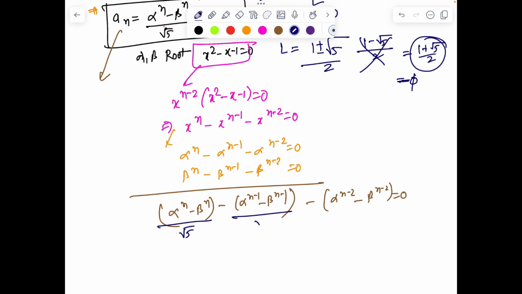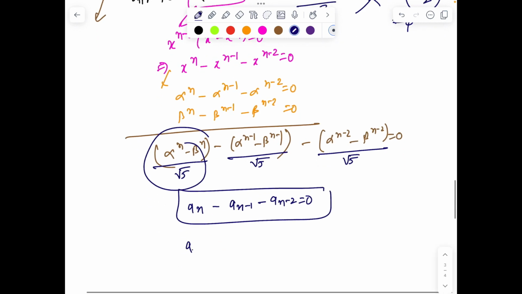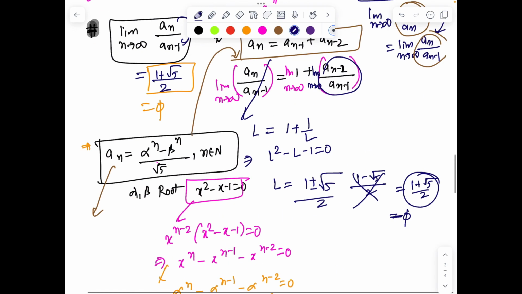Now we wanted root 5 in the picture, so we can just divide this by root 5. By definition, this is an, so you can clearly see it's an minus an minus 1 minus an minus 2 is 0. That is basically the same recurrence relation as what we got initially. So I actually did reverse engineering. So in option C, they could give that an satisfies this, right? In a JEE Advanced problem or some comprehensive problem.